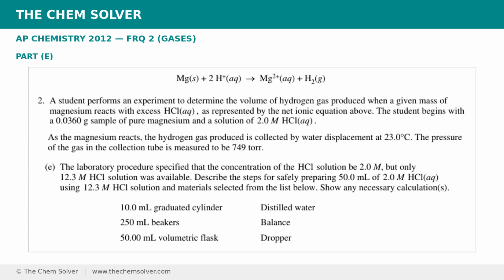The laboratory procedure specified that the concentration of the HCl solution be 2.0 molar, but only 12.3 molar HCl solution was available. Describe the steps for safely preparing 50.0 milliliters of 2.0 molar HCl using 12.3 molar HCl solution and materials selected from the list below. Show any necessary calculation. 10.0 milliliter graduated cylinder. Distilled water. 250 milliliter beakers. Balance. 50.00 milliliter volumetric flask. Dropper.